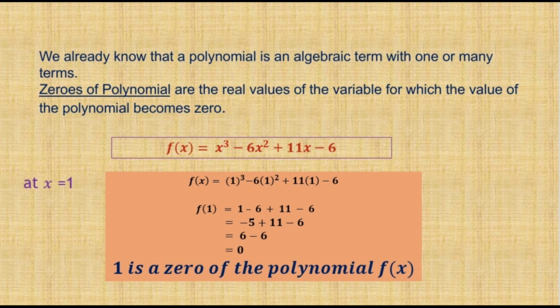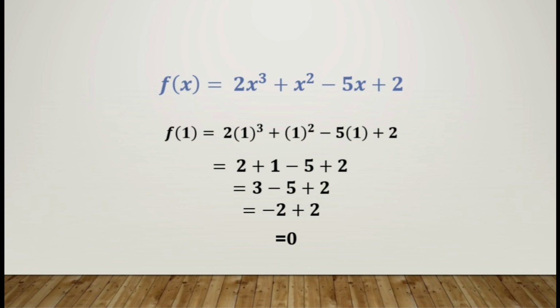Have you all understood? Yes, that means a value or a point where the polynomial becomes 0 is called the zero of the polynomial. It is also called the root of the polynomial. Here the value of the polynomial became 0 when x is equal to 1. In different polynomials, there can be different zeros. For any polynomial, if you substitute the value of x, then you are finding the value of that particular polynomial at the given value of the variable.